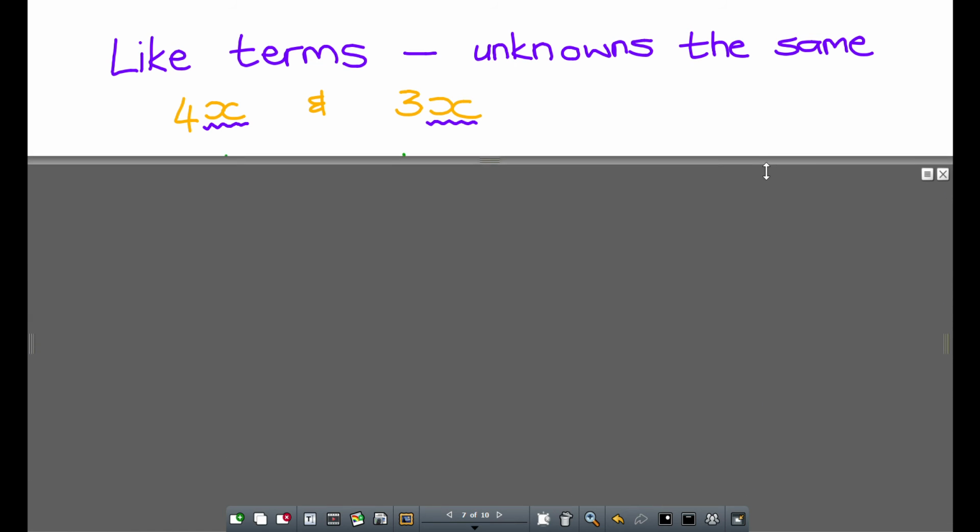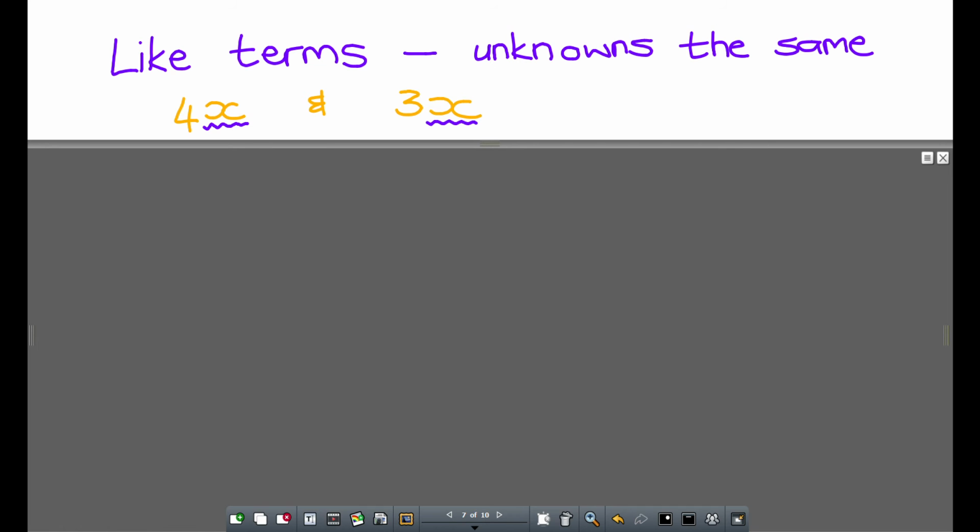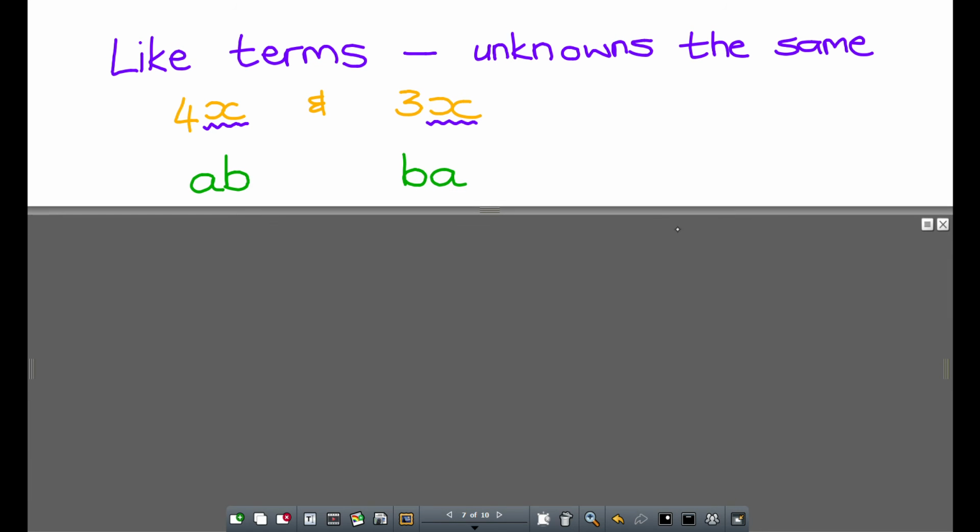Okay, so you don't have to look at the coefficient, the 4 and the 3. I know they're not the same. But the unknowns, that x and that x, are exactly the same. So therefore, they are like terms. Okay, the next one, I'm giving you AB and BA. Would they be like terms? No, ma'am. Okay, so is it a no or a yes?